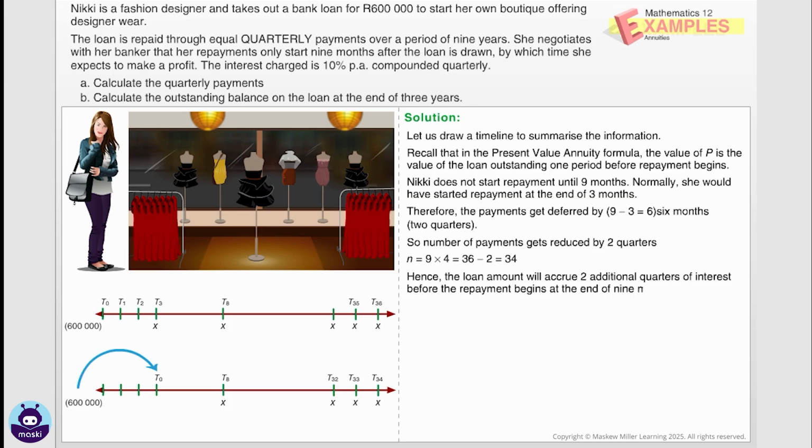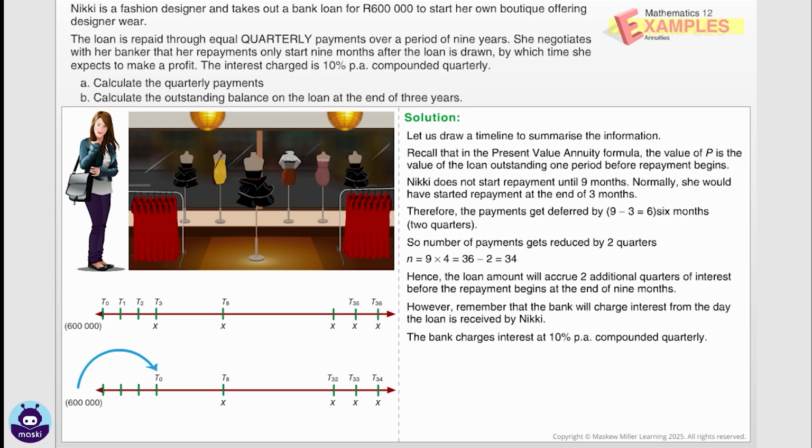Hence, the loan amount will accrue 2 additional quarters of interest before the repayment begins at the end of 9 months. However, remember that the bank will charge interest from the day the loan is received by Nikki. The bank charges interest at 10% per annum, compounded quarterly. The effective quarterly rate is i equals 10 over 400 equals 0,025.